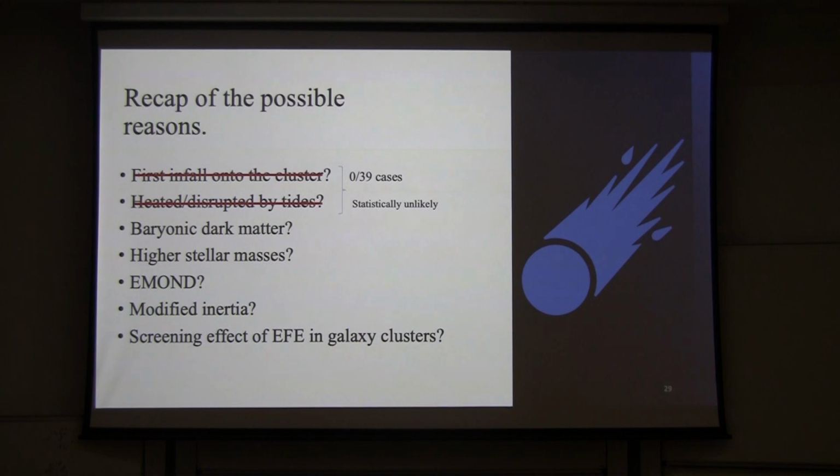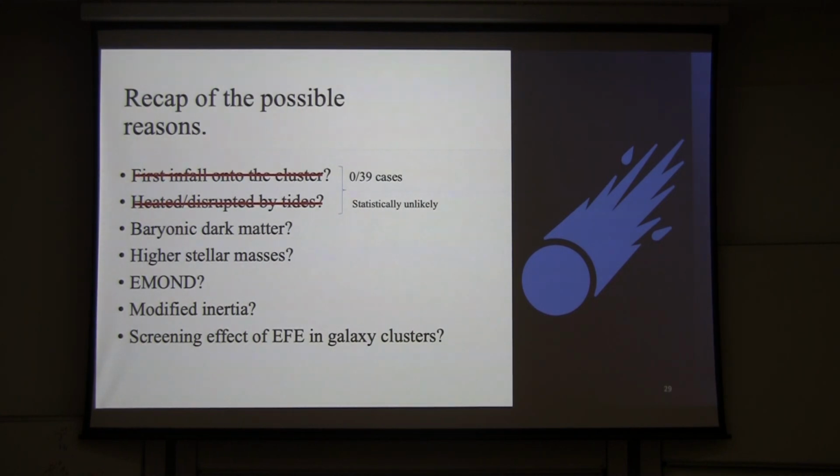So the discussion was first infall onto the cluster. During the first infall onto the cluster, the galaxies are not disrupted, and I just showed you that galaxies need to be disrupted if they have to reach the isolated prediction, and they start disruption after one pericentric passage. So we can rule out first infall to the cluster. They have to go through the pericenter and they need to be under disruption.